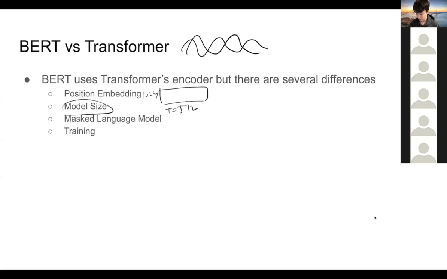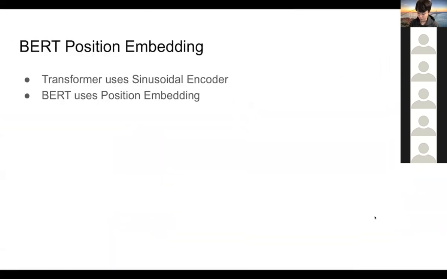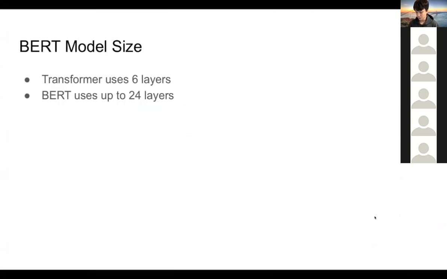The model size is different. We're going to talk about that. It's also a masked language model, and the training was a bit different. So again, position embedding is a matrix versus sinusoidal embeddings. Model size: the transformer used 6 layers, but BERT used 24 layers. If you're using BERT large, then you're using D equal to 1024, and the 24 layers also correspond to large. That results in around 340 million parameters.